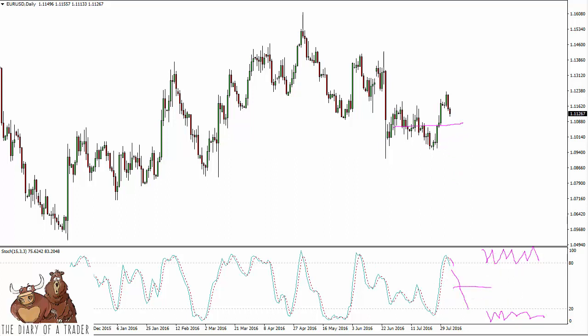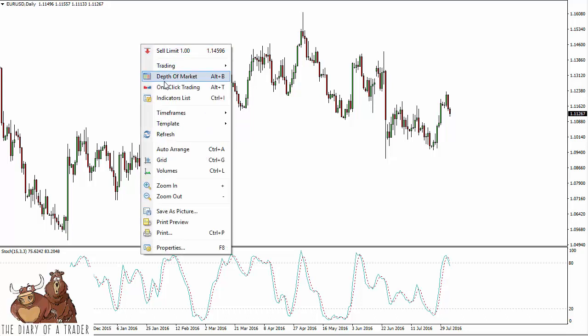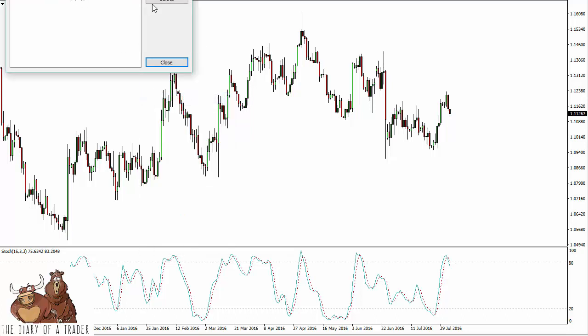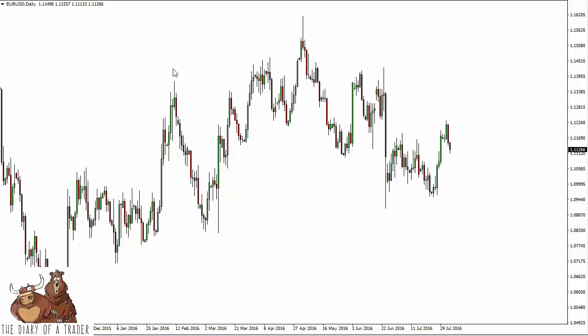It's not a massively precise science, but it does give you an idea of when perhaps we are a little overdone in one direction or the other.